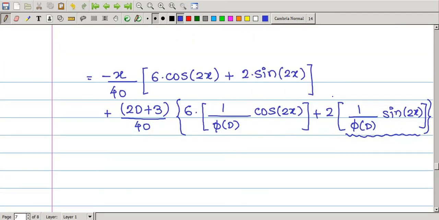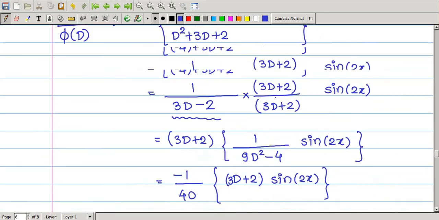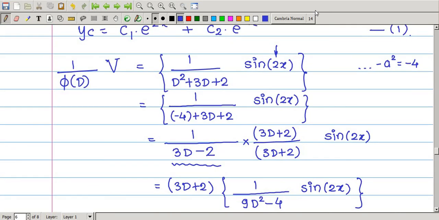Now what is the change when your trigonometric function sine 2x is replaced by cos 2x? So we get back to the calculations once again. So here we replace sine 2x by cos 2x. So our calculations will not be changed a lot. For trigonometric function, we replace d square by minus 4. Since after simplifying there is no term of d square, so we use method of rationalization.